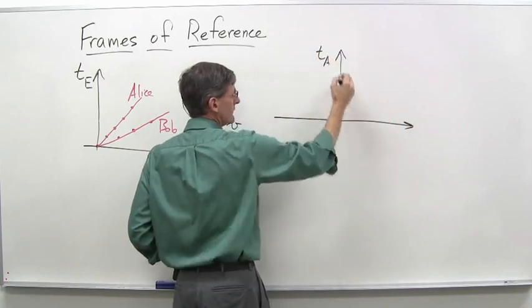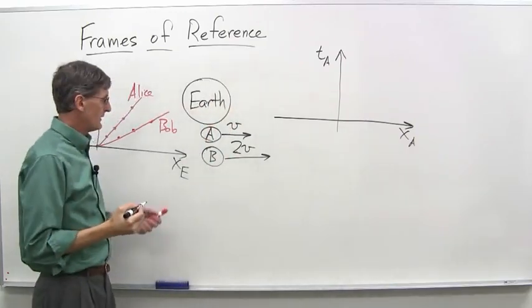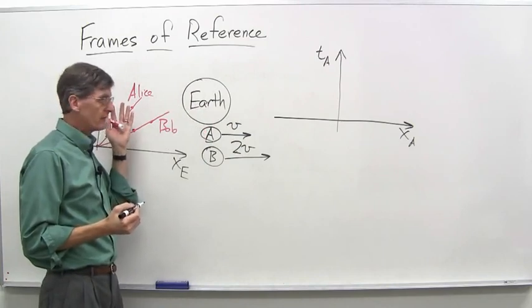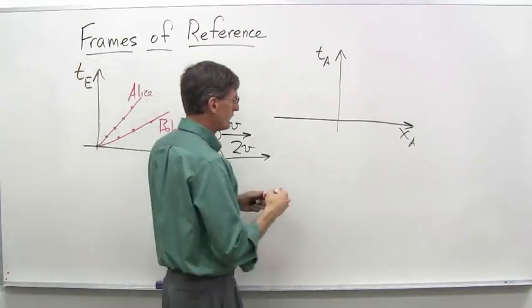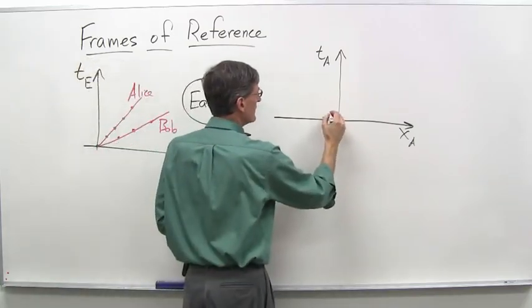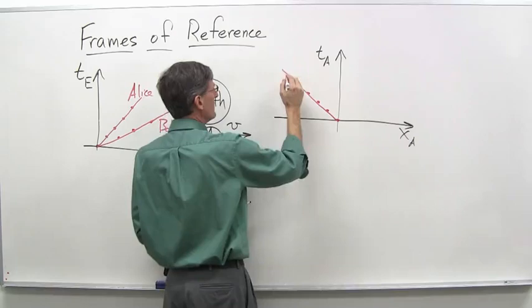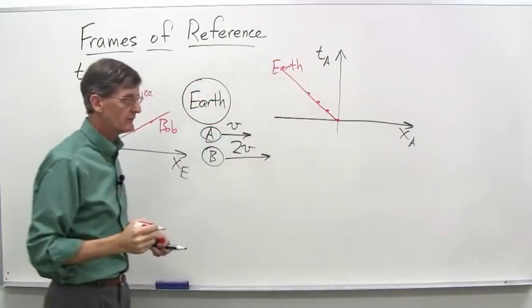So T sub A for Alice and X sub A for Alice's perspective. She sees Earth going backwards to the left, in the negative direction, at velocity v. And so that would look something like this. There's that line there. So that would be what Earth would look like from her perspective.